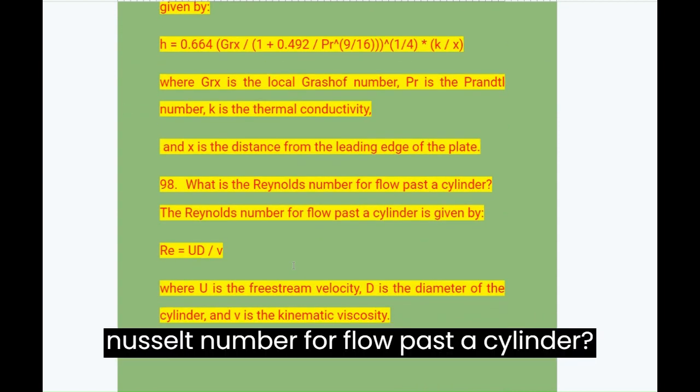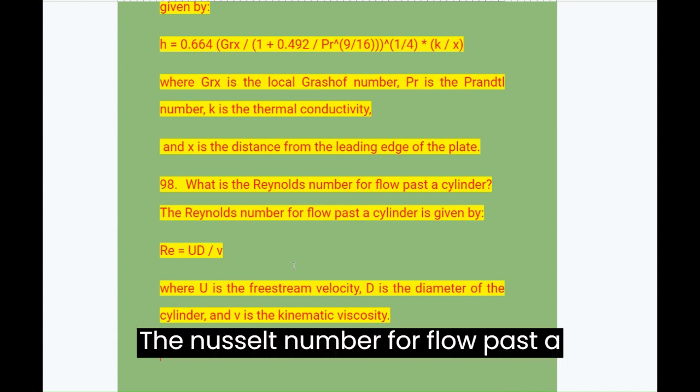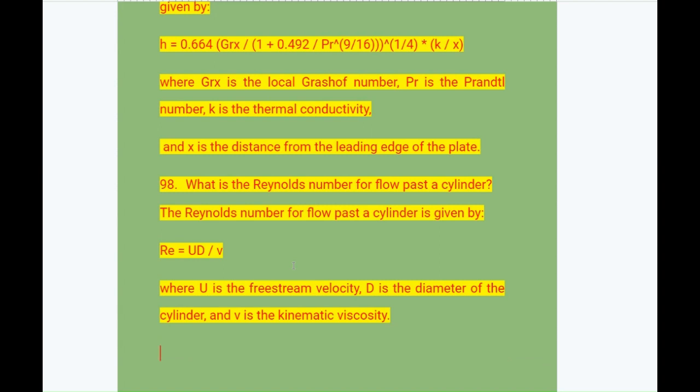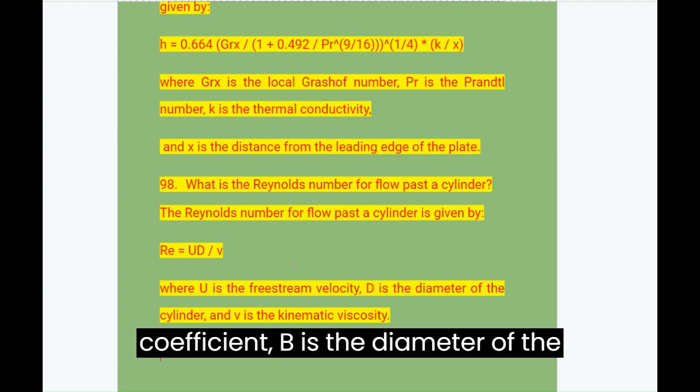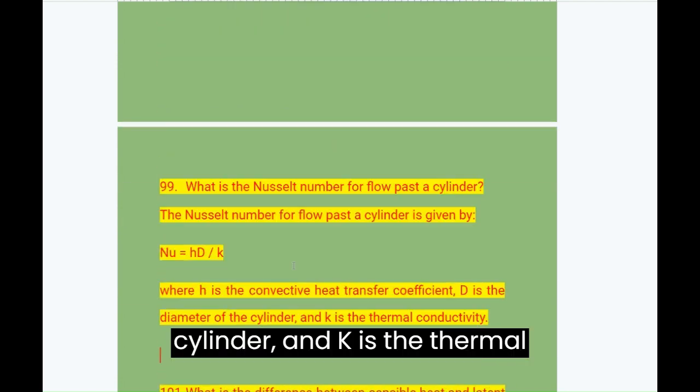What is the Nusselt number for flow past a cylinder? The Nusselt number for flow past a cylinder is given by Nu = hD/k, where h is the convective heat transfer coefficient, D is the diameter of the cylinder, and k is the thermal conductivity.